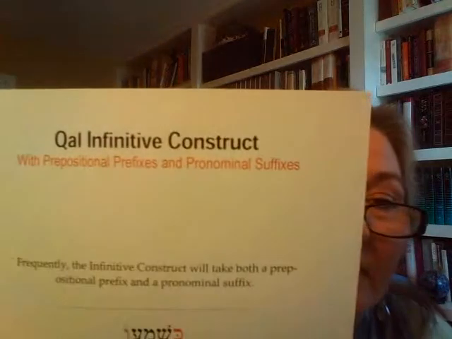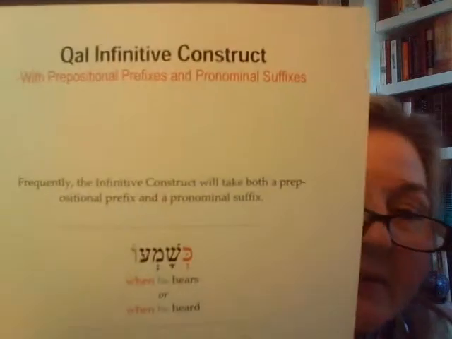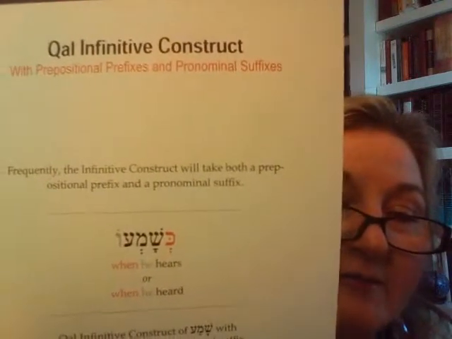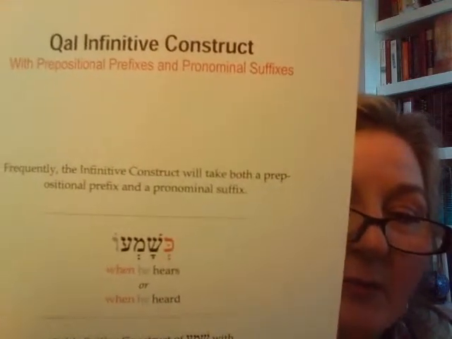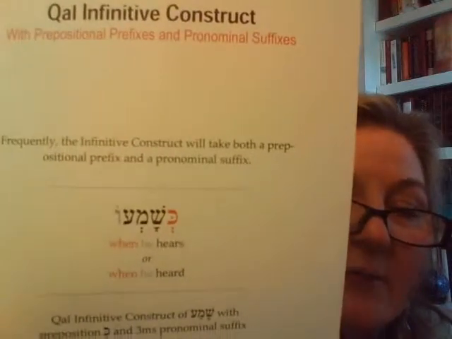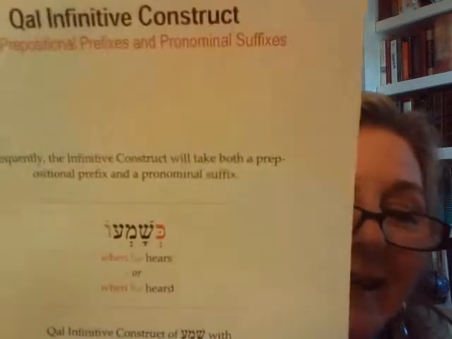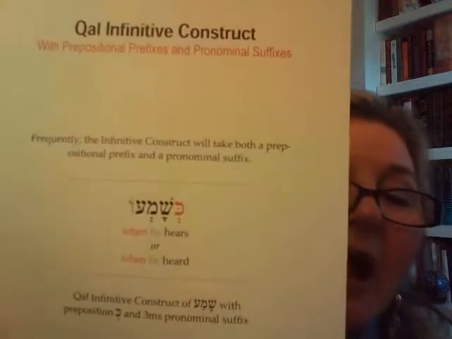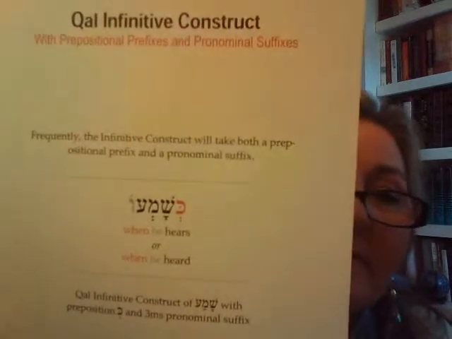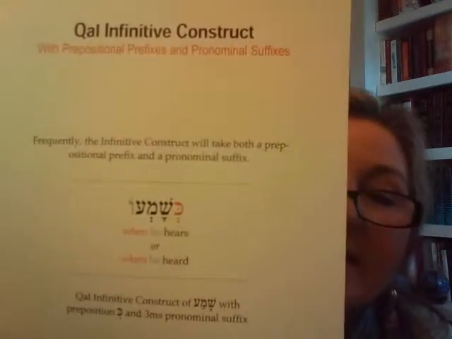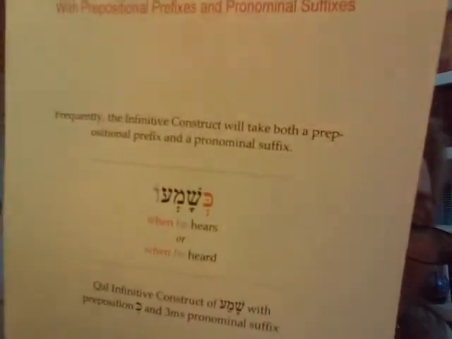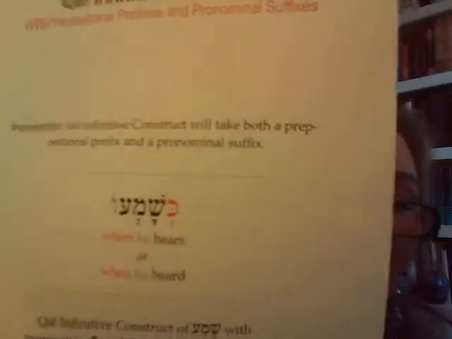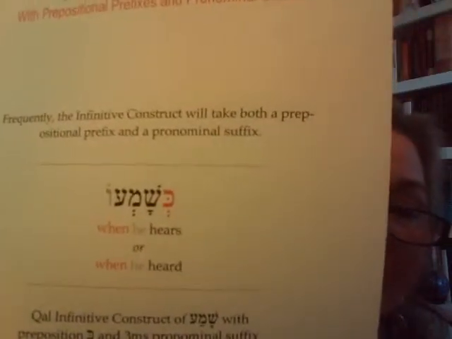Now, with prepositional prefixes and pronominal suffixes, frequently the infinitive construct will take both a prepositional prefix and a pronominal suffix. Again, these are extroverts. They do not want to be alone. They want prefixes and suffixes and anything else. They want everyone to come join their party. And here we have kishmo. Kishmo. It's three syllables.